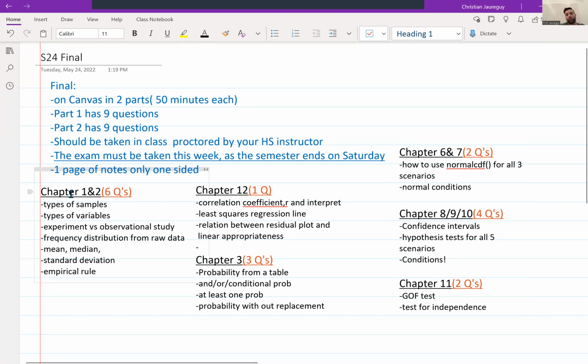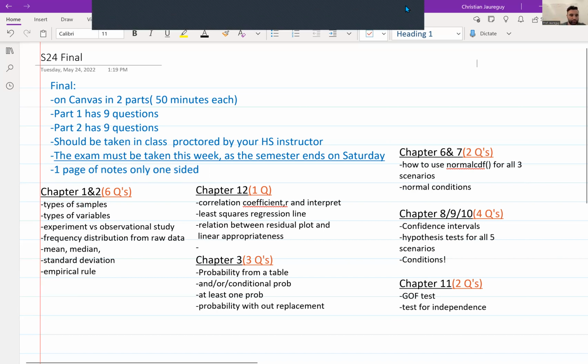So when you look at chapters 1 and 2, there are some definition questions, the type of samples, type of variables here. And then observational versus experiment, just another multiple choice question. Then we have some organizing of some raw data, frequency distribution, just count it up. Can we make it look like what it's supposed to look like?